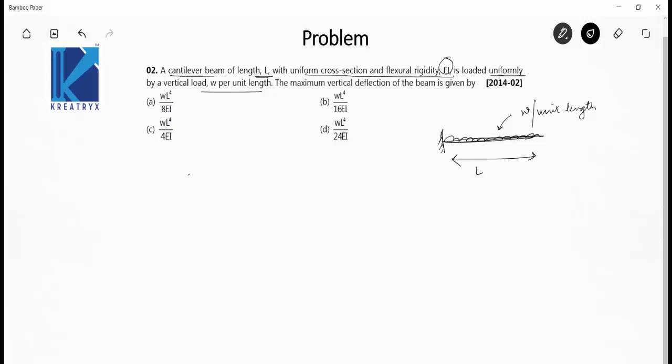The maximum vertical deflection of the beam is given by, okay, so this is the standard result that you remember, which is WL^4 by 8EI. You remember this result, or if you want to derive it, you can take a cross section at a distance x, and then you can integrate and find the deflection. But this is the standard result that we remember, and it will save your time in the exam. Next question.